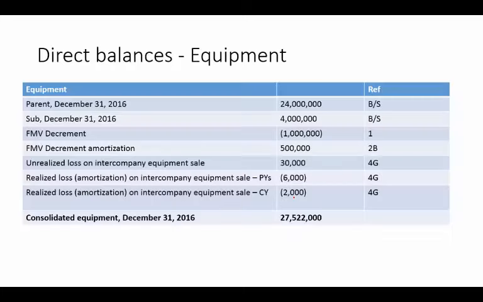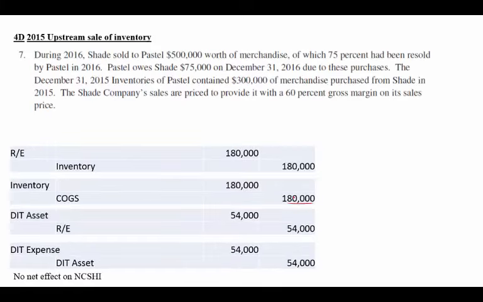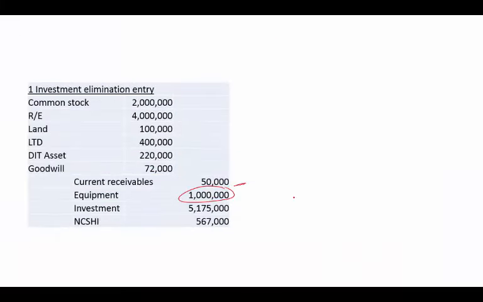NICSHI is often one where, for some reason, we don't go back to our entries. We start just trying to calculate it off the top of our head, so we've already got the information and the calculations completed for us. So let's jump back, all the way back to our first elimination entry. And in our first elimination entry, there was our initial value for NICSHI of $567,000. So that will be our starting point for our direct balance calculation for NICSHI.